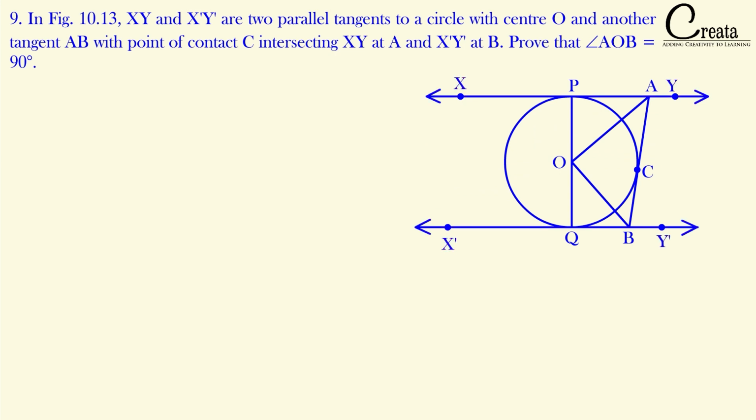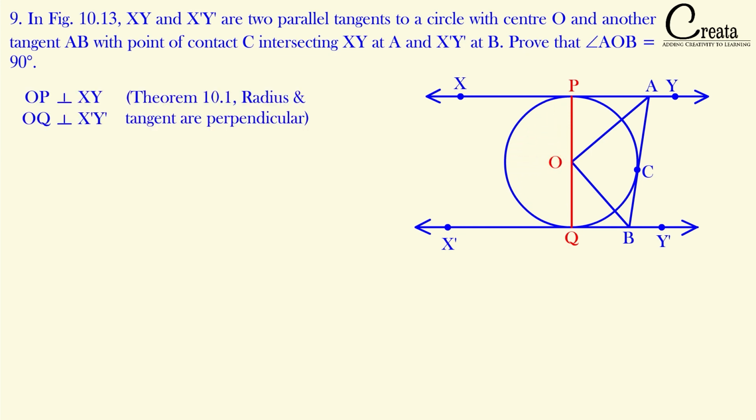Here OP and OQ are the radius, and if we apply theorem 10.1, the radius and tangent will be perpendicular to each other. It means angle P and angle Q will be equal to 90 degrees. Theorem 10.1 is just one observation. Let's move further and observe this figure.